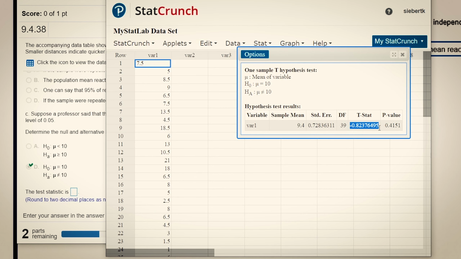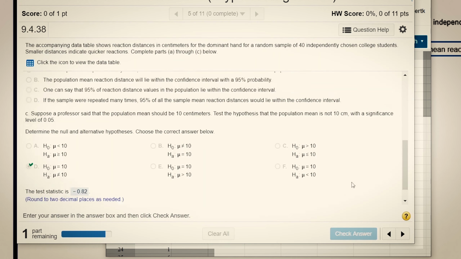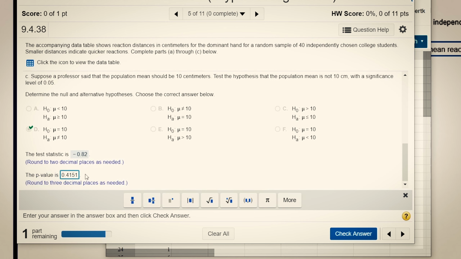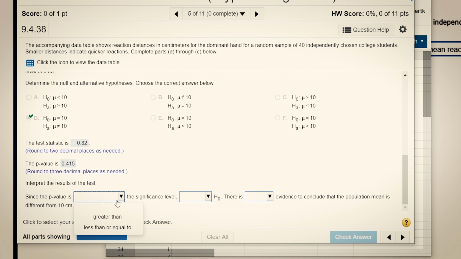I did not get an extreme t-stat here. This is inside level 1. Round to 2 decimal places, negative 0.08, so it'll just be good job. P-value, I knew it, 0.4151, so I just keep it. Good job. This is not a small p-value. The p-value is greater than the level of significance. So we do not reject the null hypothesis.